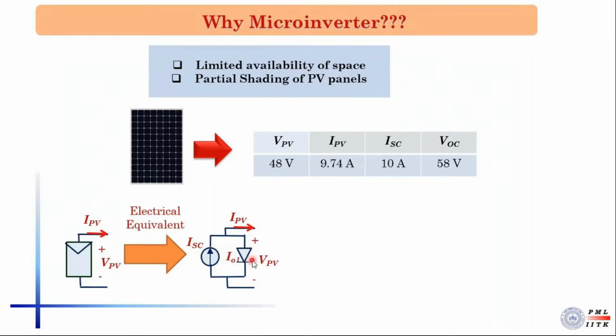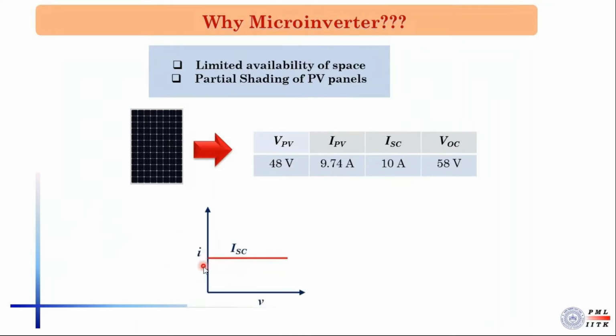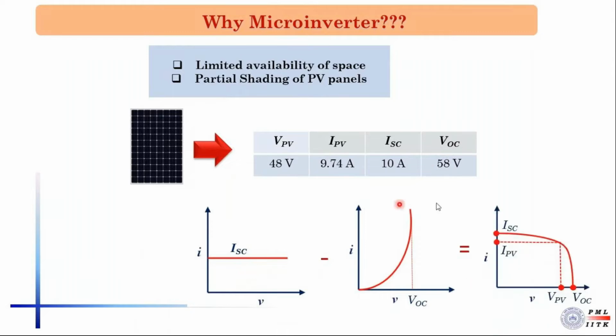Now let's see the IV characteristics of this PV panel. This is the IV characteristics of the current source. If we subtract the IV characteristics of the diode from the characteristics of the current source, then we get the IV characteristics of the PV panel.